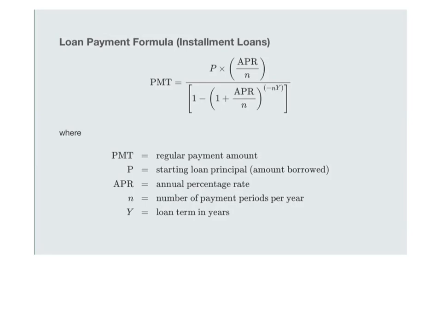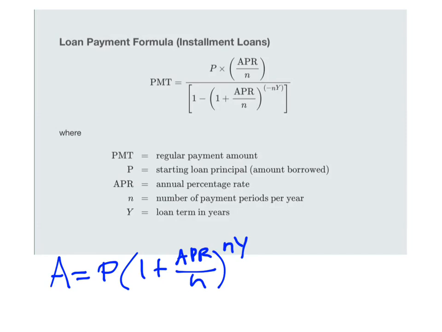I've seen students that will use the compound interest formula, which you may remember is this, and they'll take that compound interest formula, which calculates the total accumulated balance, and then they'll just divide that by however many payments they would like to make. So there's an easy explanation for why this doesn't work, and that's the fact that you are making regular payments.